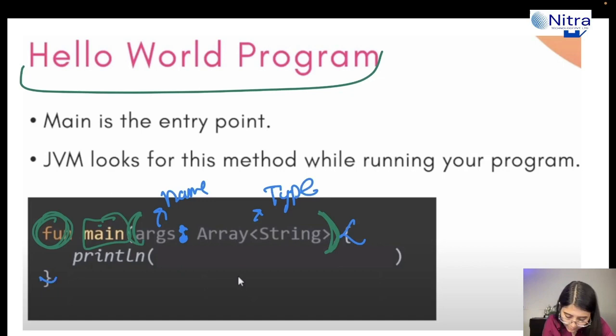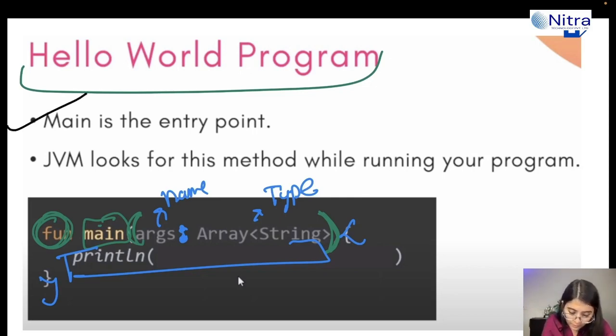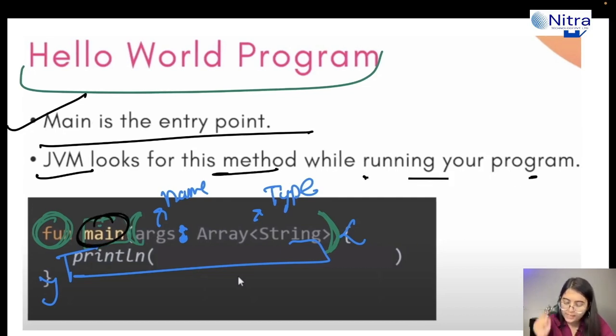Then inside curly braces, you have the body of the function, inside which you can write anything you want it to do. So main is the entry point of any program written in Kotlin. The JVM looks for the main method while running your program. I already explained this to you, that main is the driver function. Whenever you compile it, the JVM will look for the main method, then line by line execute everything.